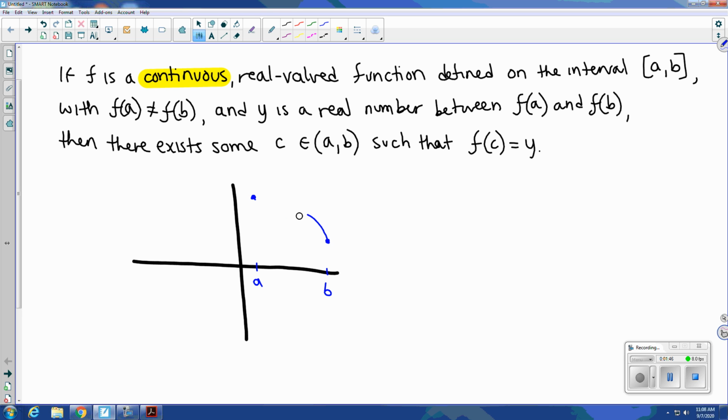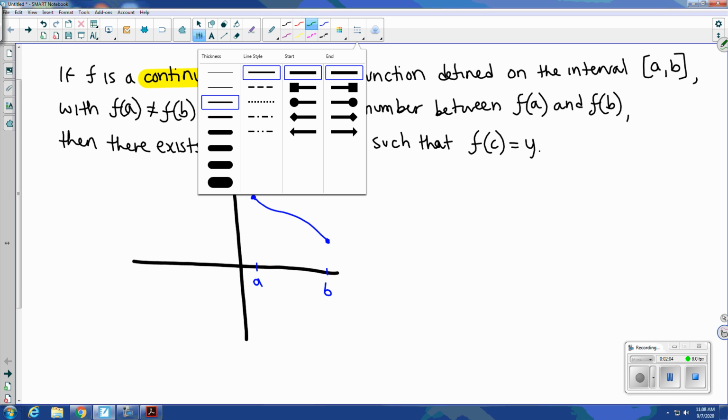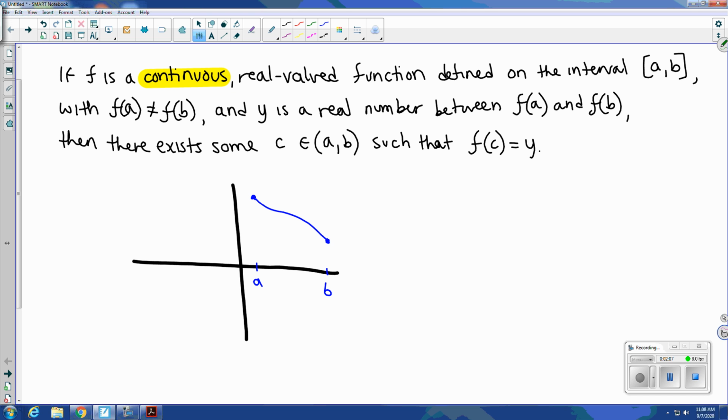Actually, let's make this a little more, not as flat. Okay, so there's our function. It's continuous from a to b. And it says f of a cannot equal f of b. So where's f of a and f of b? Well, if we track down the output at a and the output at b, that will give us the location of f of a and f of b. So here's f of a, and here's f of b. So we can see that they're not equal to each other.